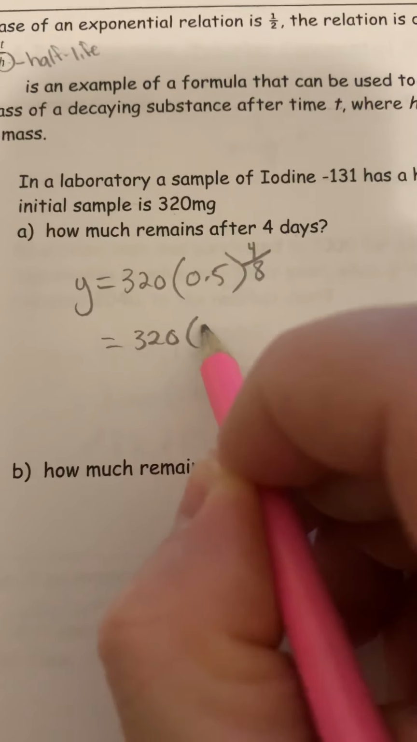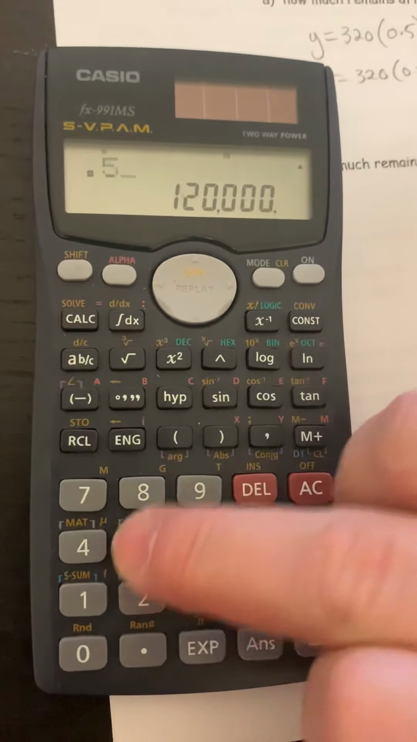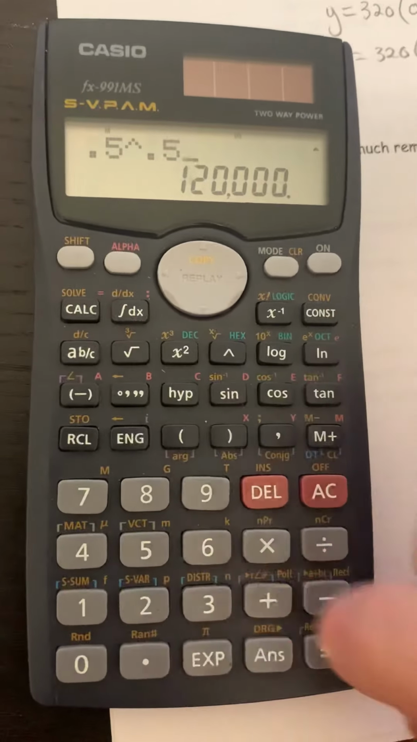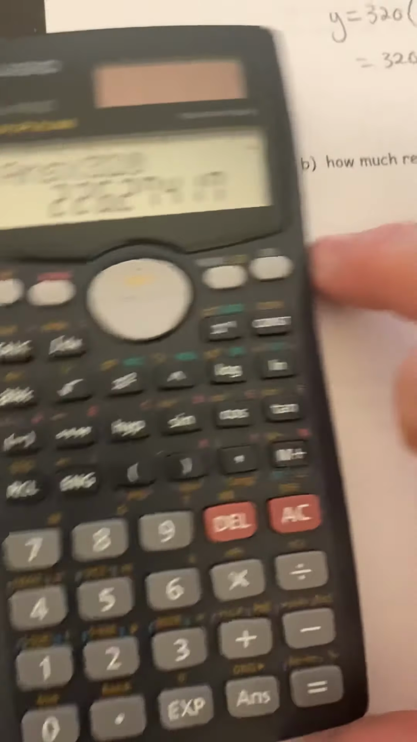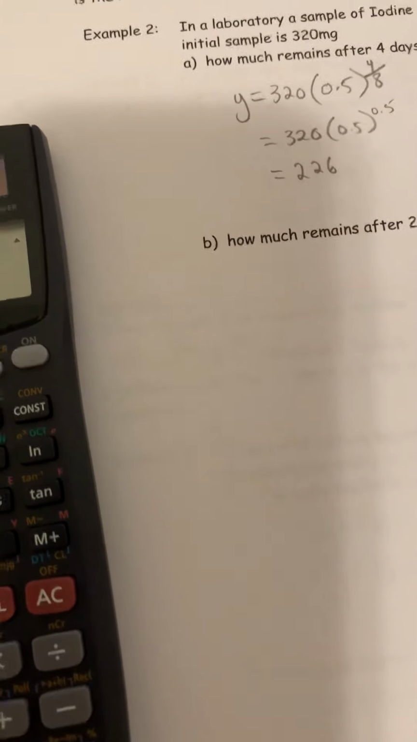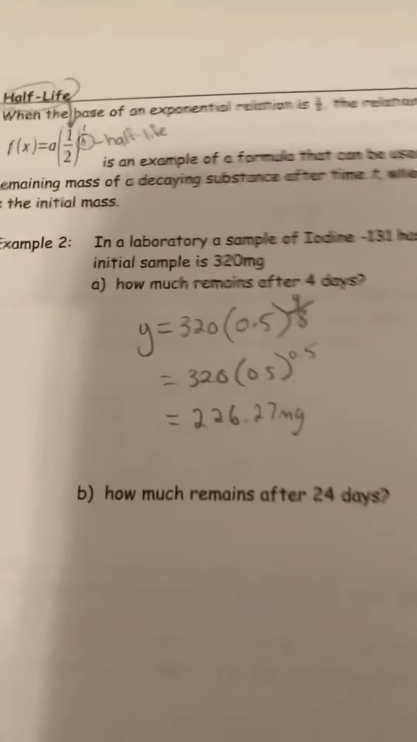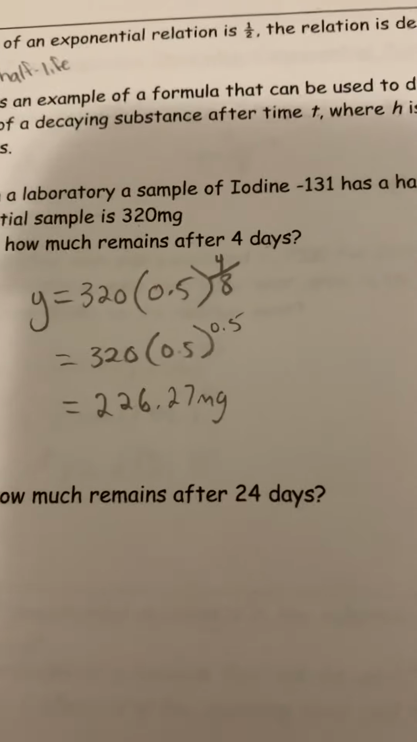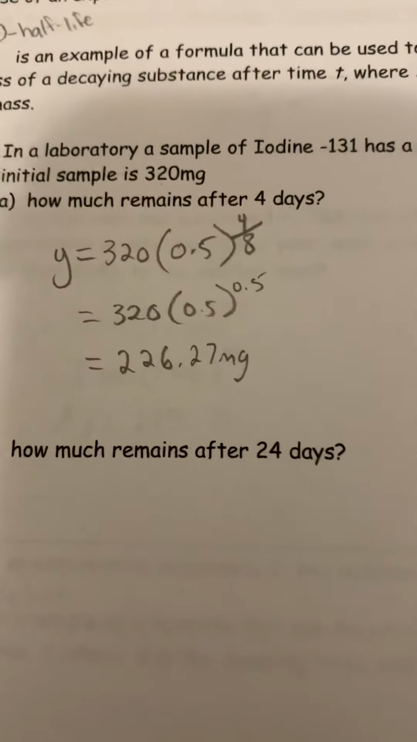So 320 times 0.5, since 4 over 8 is 0.5. Now we're going to plug that into a calculator: 0.5 to the power of 0.5 equals, and we multiply that answer by 320, and we get 226.27 milligrams remains. Okay, so initial sample is 320. After 4 days, 226 milligrams remains.